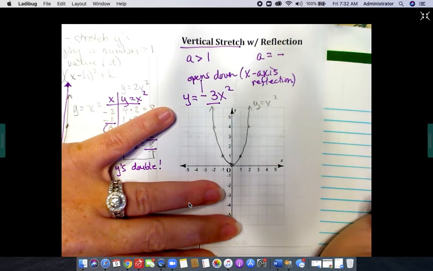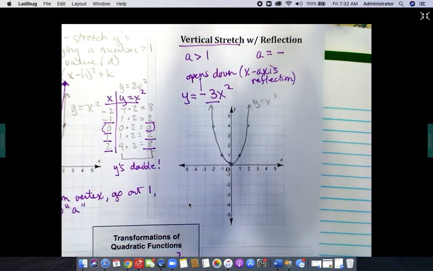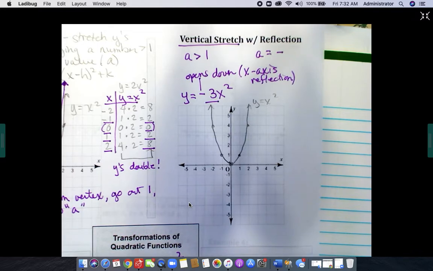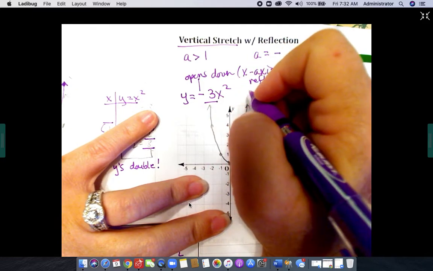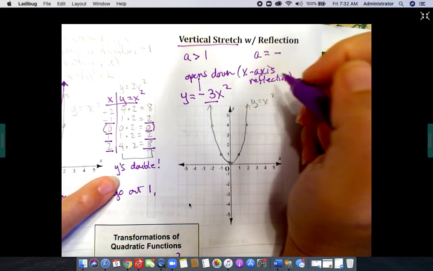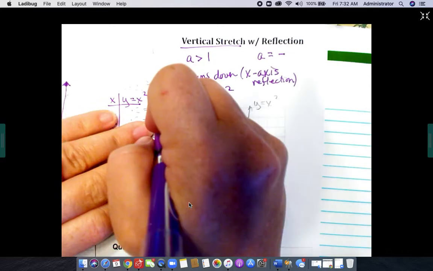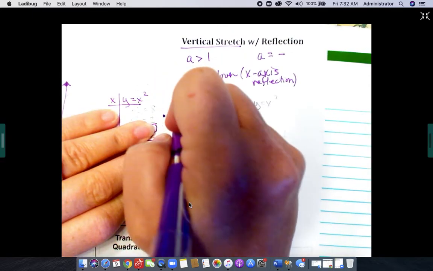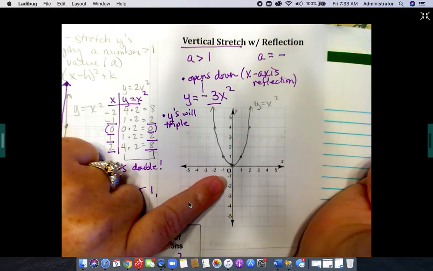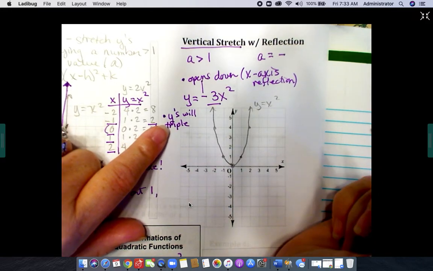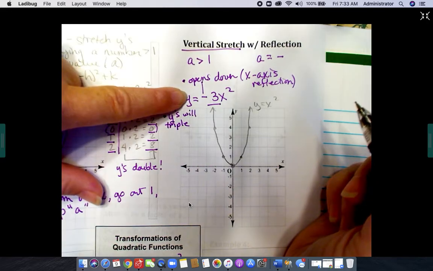And then my a value is 3. So we don't say a is negative 3. Let's just consider the absolute value of the a value. The absolute value of negative 3 is positive 3. So that means I'm going to triple my values. And remember how I said y's double? Now y's will triple. So I'm going to write over here, y's will triple. But I'm going to open down, okay? So I'm going to do one thing at a time. Let's just talk about what it would look like if I tripled but did not flip it yet.